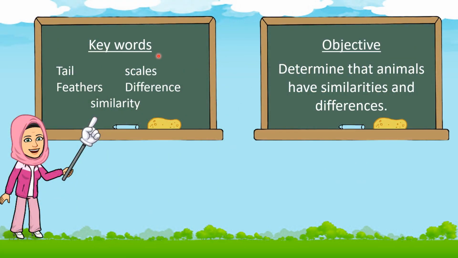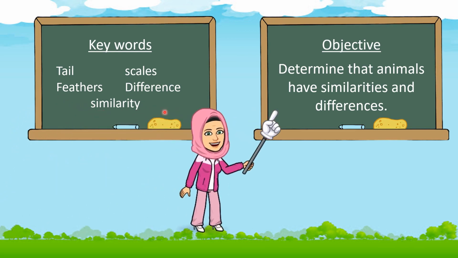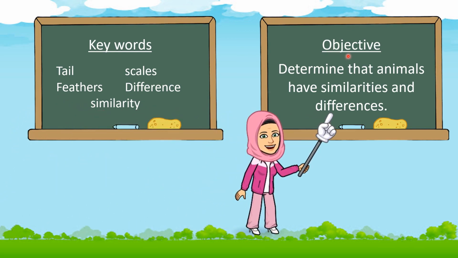Today's keywords, that means the new words that we're going to learn today, are tail, scales, feathers, difference, and similarity. Today's objective is to determine that animals have similarities and differences. So let's start.